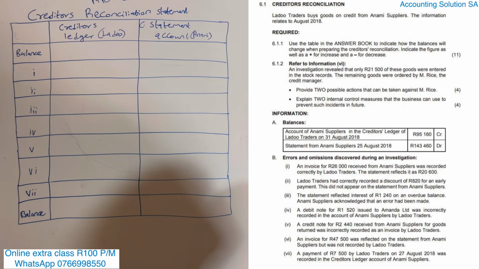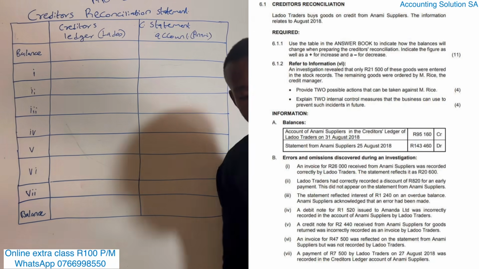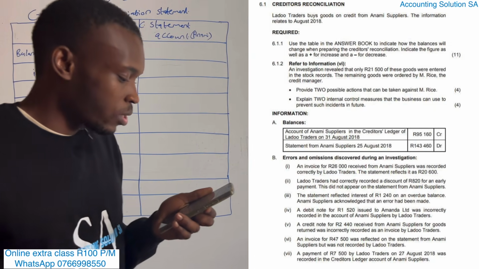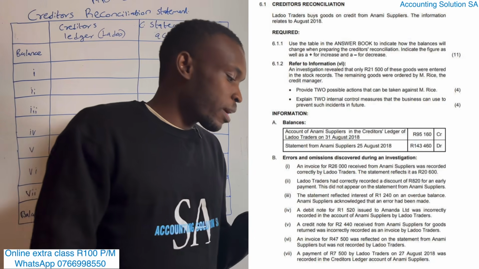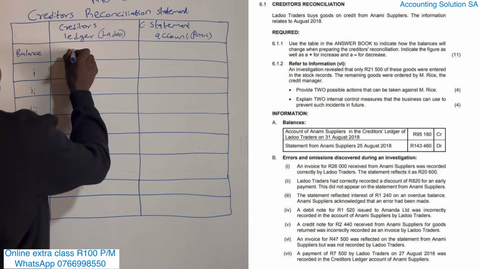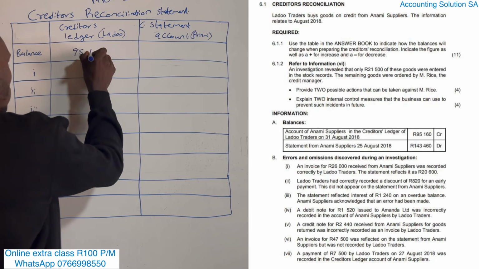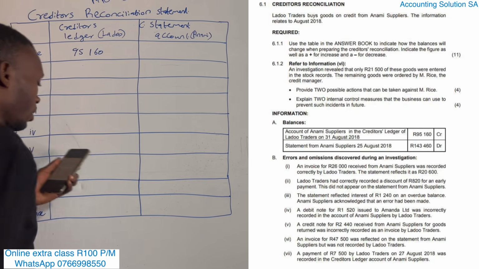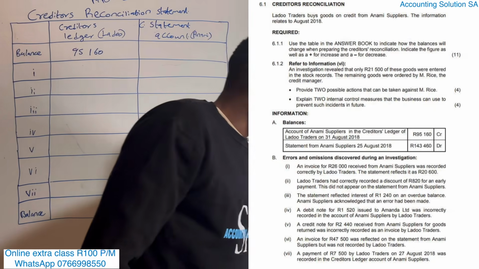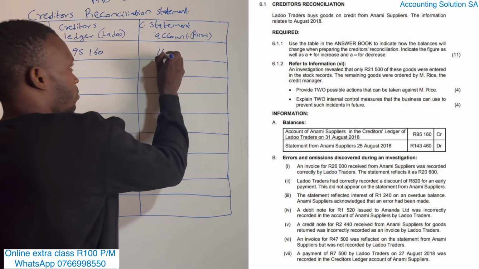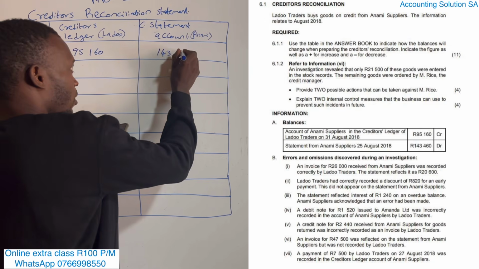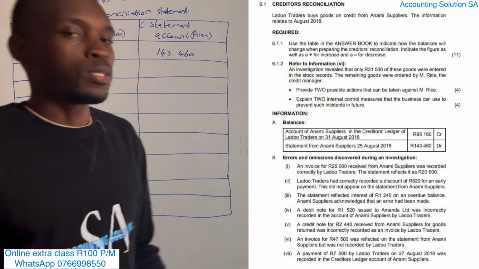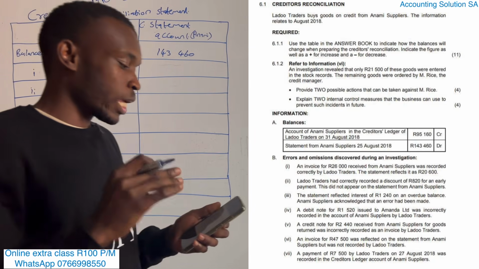Okay, information number A, balances. They said the account of Anami supplier in the creditors ledger of Ladu Traders. In our books, we have an amount of 95,160. That's the first balance that we have. Okay, but on our statement of supplier, it was 143. There is something wrong, guys. They were supposed to be the same amount here. That's why we're preparing reconciliation, because this one is not the same as this one. It's not corresponding, which means that we must do a reconciliation.